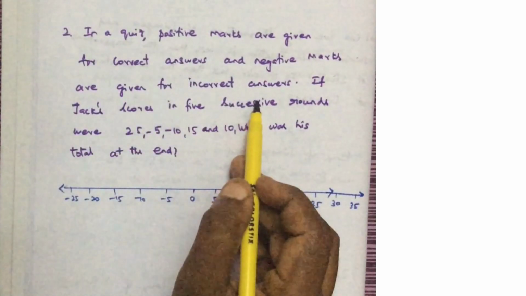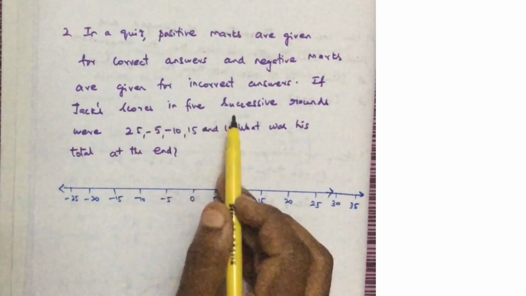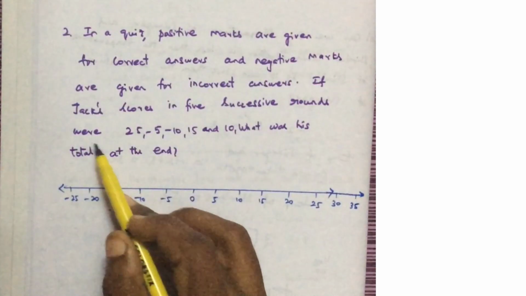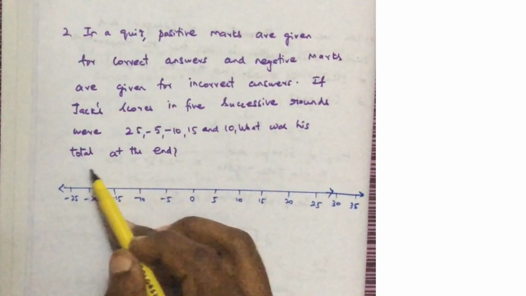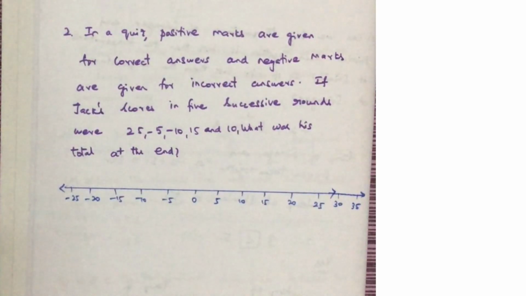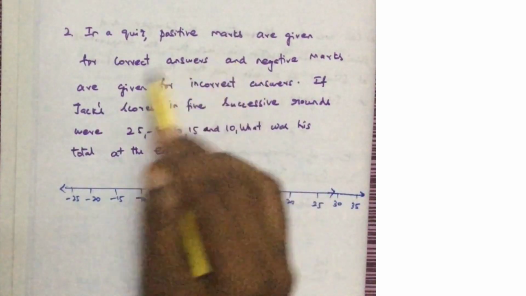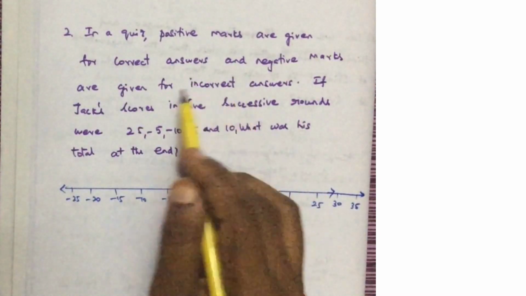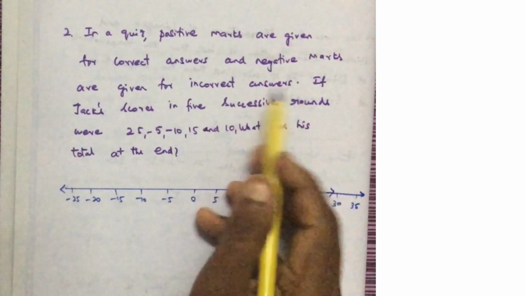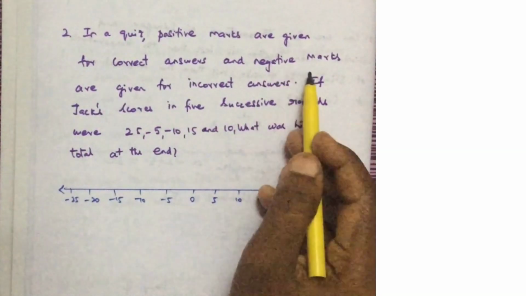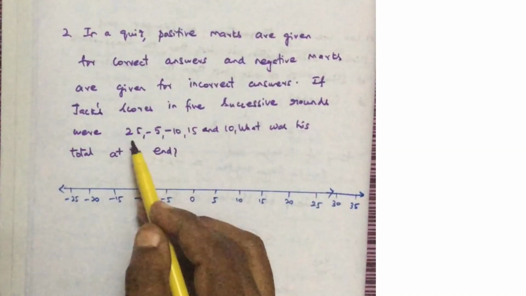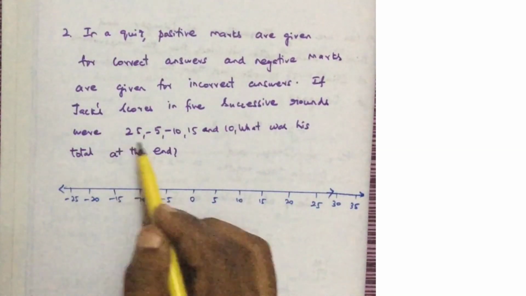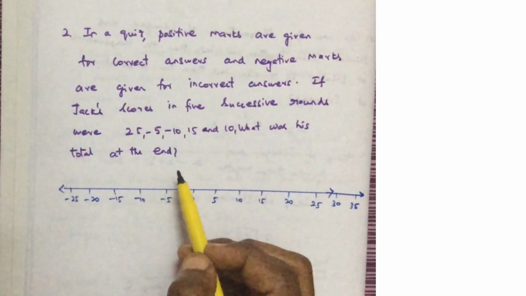The next problem is, in a quiz, positive marks are given for correct answers and negative marks are given for incorrect answers. If Jack's scores in 5 successive rounds are 25, -5, -10, 15 and 10, what was his total at the end? That was an exam, and positive marks are given for correct answers. If answers are wrong, they are reducing the mark. That means negative marks are given for incorrect answers. They have 5 rounds, and they have given the marks he scored in each round. Now we have to find the total.